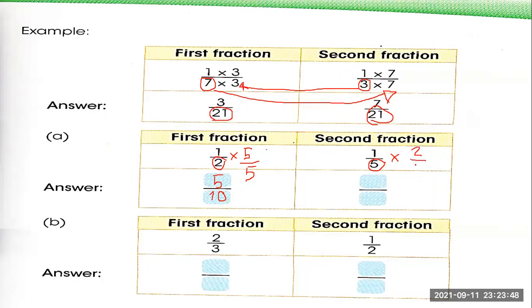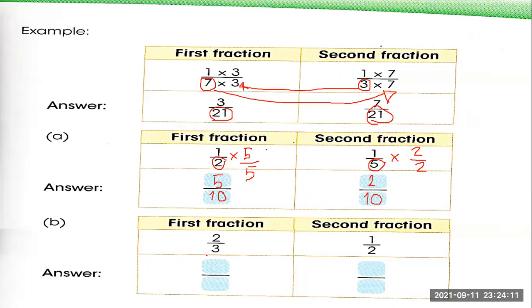Okay, this second fraction, we need to multiply this by 2 because the first fraction's denominator is 2. So we have here 2. Let's try if we can get the same denominator. 1 times 2 is 2. 5 times 2 is 10. Get it? So therefore, we came up with the same denominator of 10.